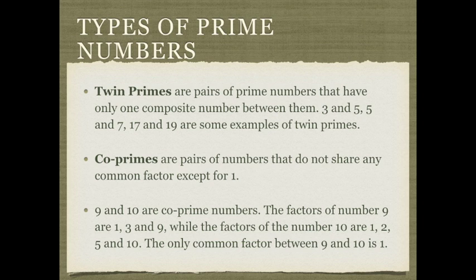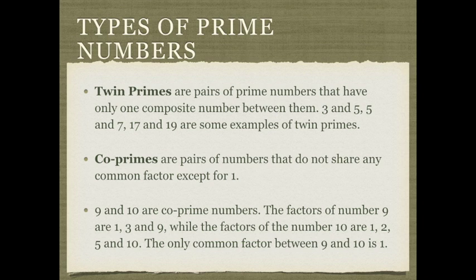The other example is 5 and 7. So what is the difference of 7 and 5? 2. And 5 and 7, both are prime numbers. So this type of pair of numbers is called twin primes.